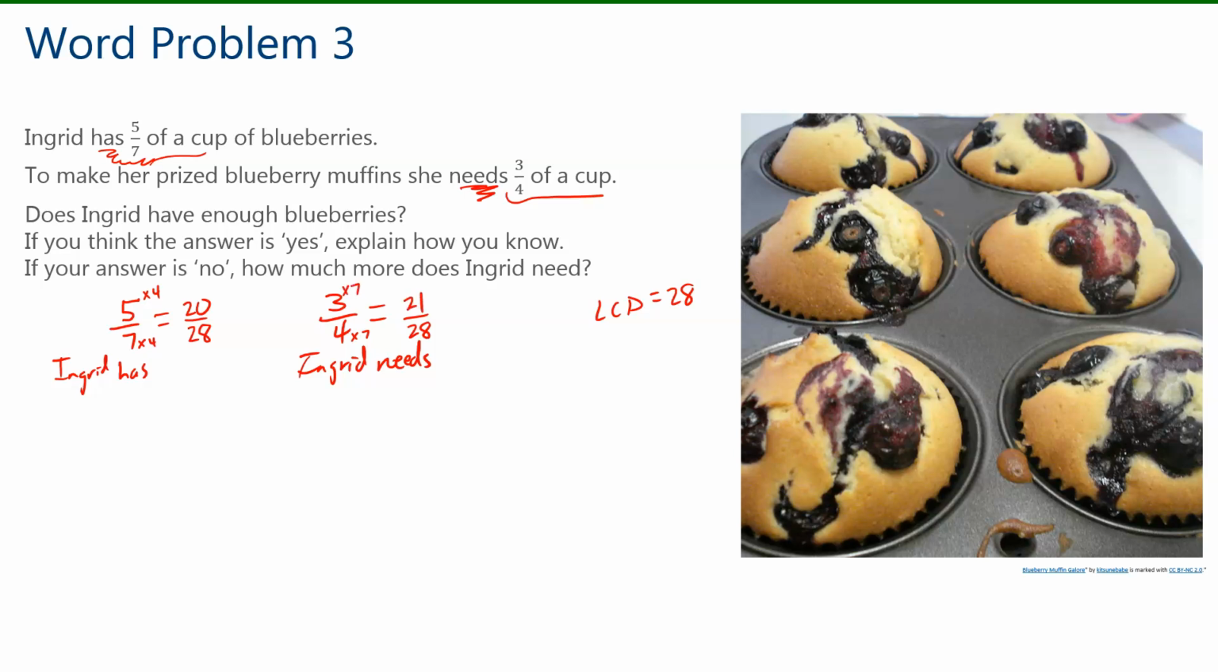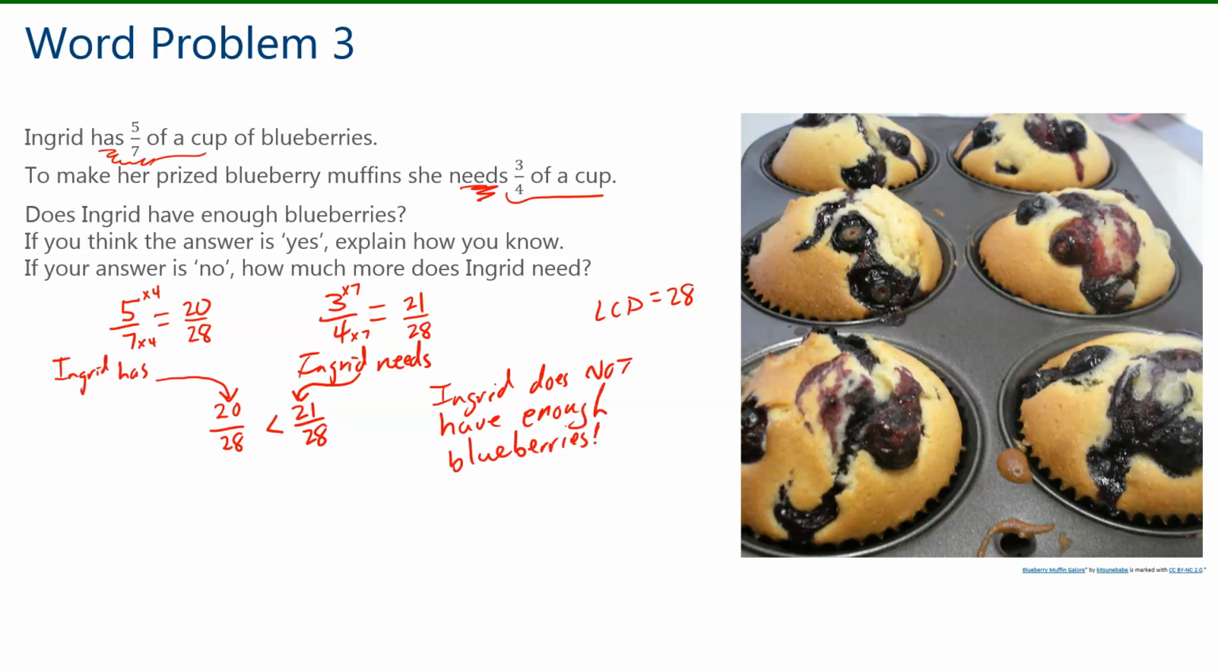Now, with the denominators the same, I can easily see that 20 over 28 is less than 21 over 28. This is what Ingrid has. This is what she needs. So she does not have enough. Ingrid does not have enough blueberries. You might say that 20 over 28 is pretty close to 21 over 28, but if she's sticking to her recipe, she needs to make sure she has enough. So she has slightly less than what she actually needs.